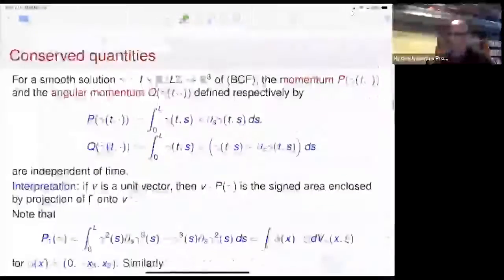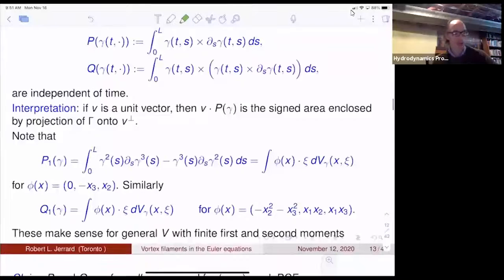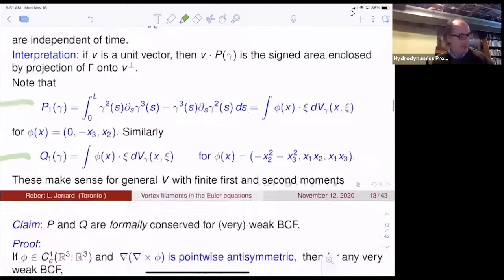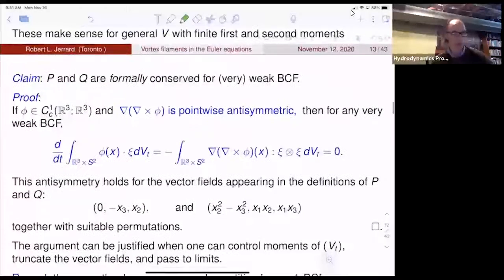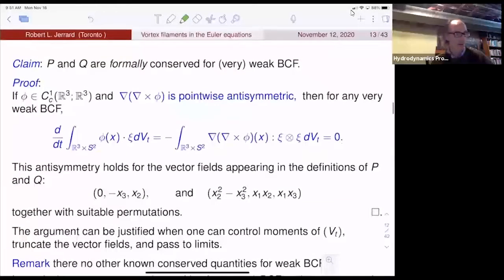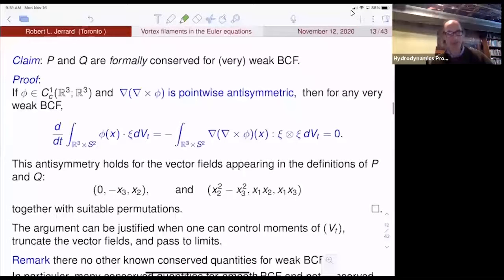So this P and Q, we derive them by taking specific choices of test vector fields phi in that identity, which is the basis of the definition of weak solution. Right here it is. So P has this form for a certain choice of the vector field phi, and similarly Q has the same form for a different vector field. And so these are formally conserved for the binormal curvature flow. This is what we actually did before.